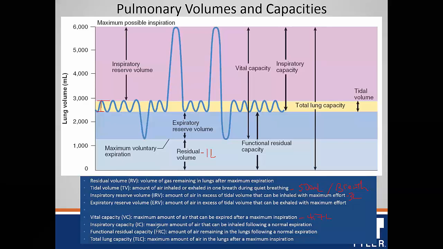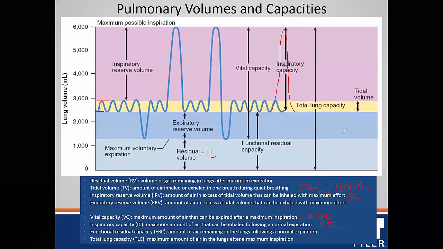Inspiratory capacity, as you might guess, is the maximum amount of air that can be inspired following a normal expiration. So starting at a tidal volume, here would be this breath plus a maximal inspiration. So ultimately this is equal to our tidal volume plus our inspiratory reserve volume, which gives us our inspiratory capacity. For most people, that's about 3.5 liters.